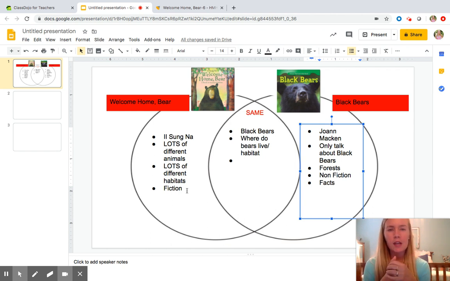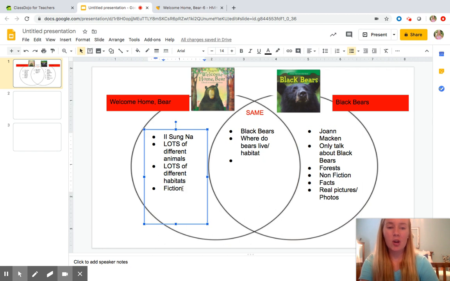What do you think I'm thinking of? The story Black Bear, what kind of pictures are these? They're real pictures, right? So a real picture, that's called a photograph. So we have real pictures, and I'm going to put photos. On this side, though, are these photos? No, they're drawings. So we have drawings of animals.